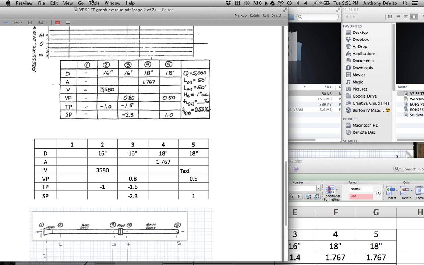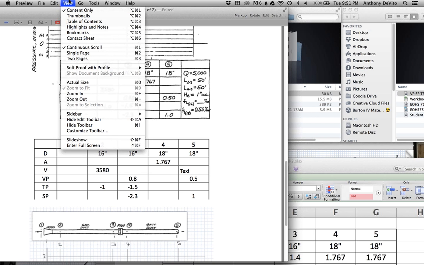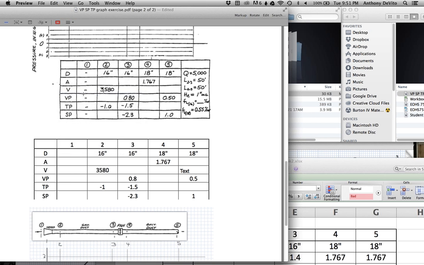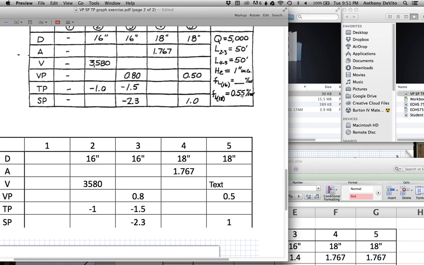Let me see if I can blow that up. View, zoom in. Per 100 feet. Can you see it there? Right, so they gave us the loss per 100 feet. Normally we would have K. What is K? K is the loss per foot, so the equivalent K would be 0.0055 inches loss per foot.